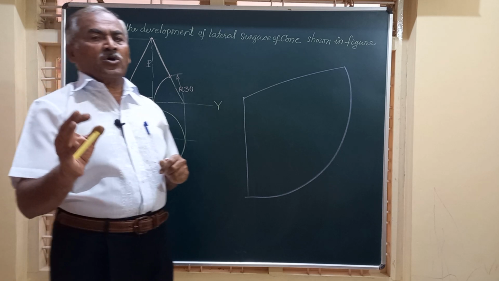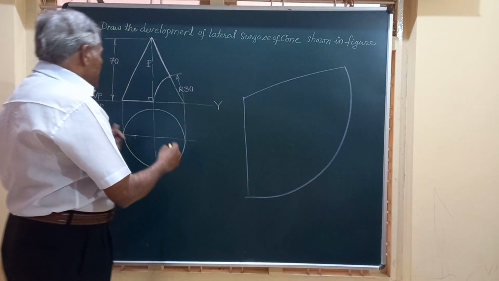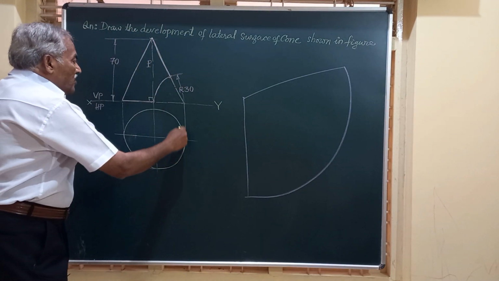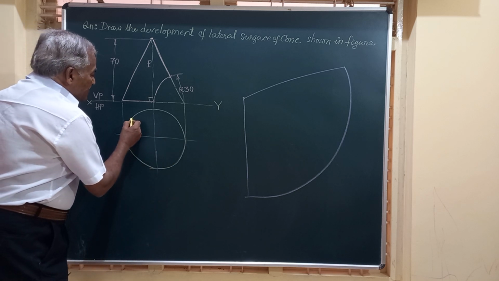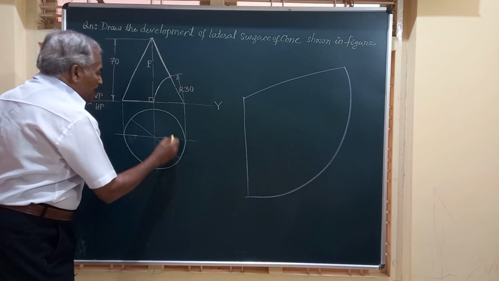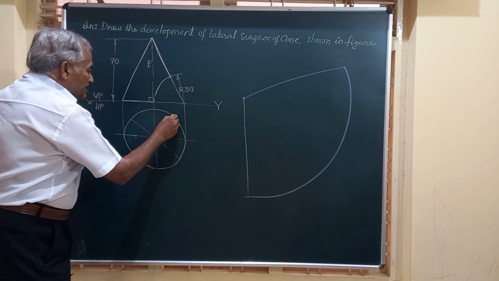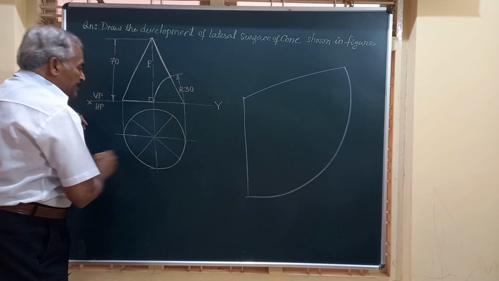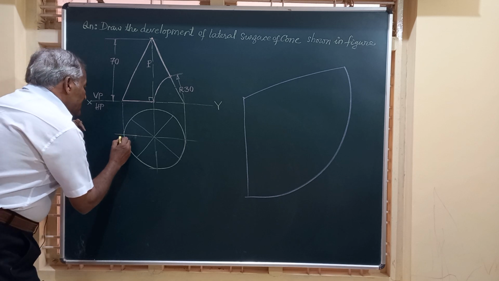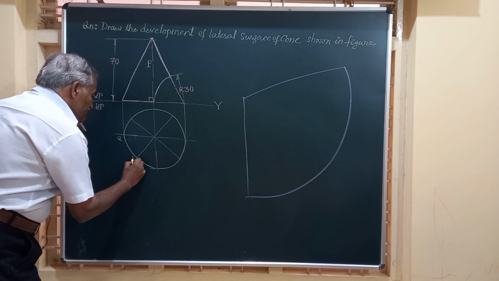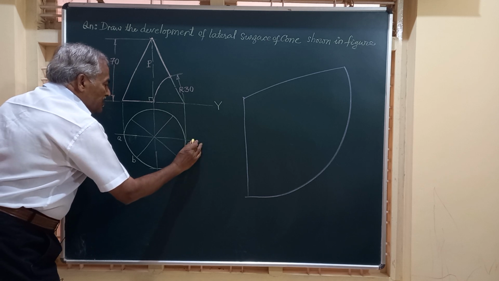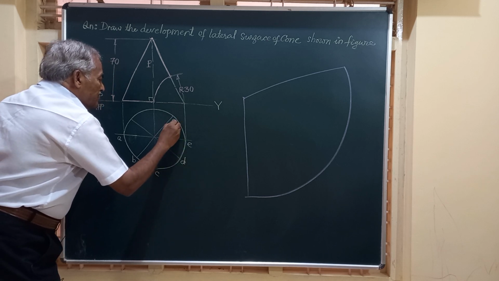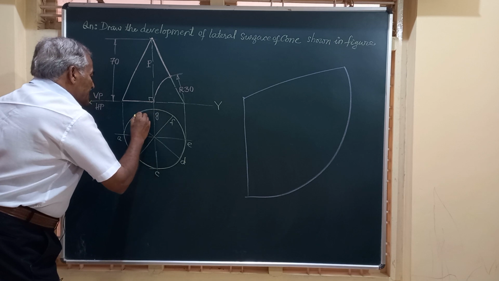So I am going to start with the drawing of the top view of the cone, that is a circle, and we will divide that into 8 equal parts by drawing perpendicular lines like this. Friends, we will name these as A, B, C, D, E, F, G and H.